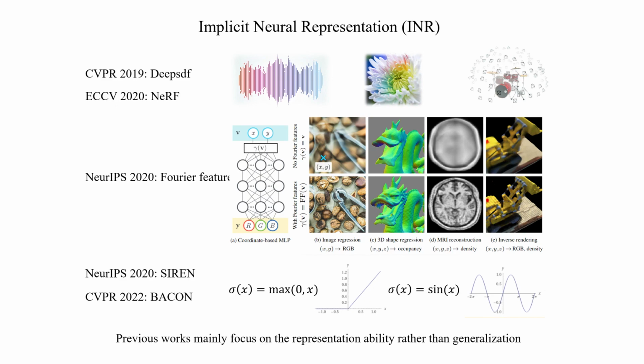Therefore, in NeurIPS 2020, researchers proposed using Fourier features to map input coordinates to obtain better representation performance for high-frequency signals. Similarly, the work Siren, also published in NeurIPS 2020, directly replaced the ReLU activation function with the sine function and achieved better results than simply.